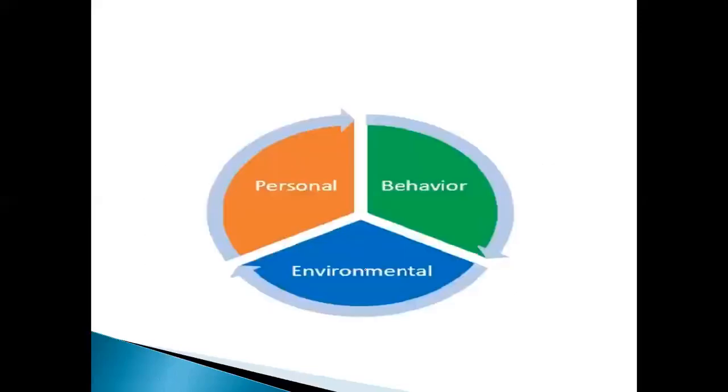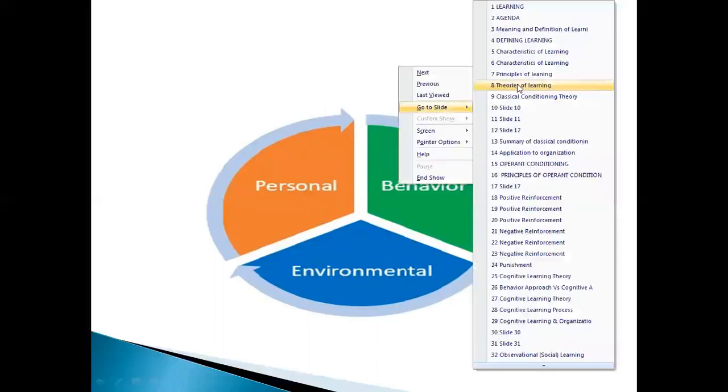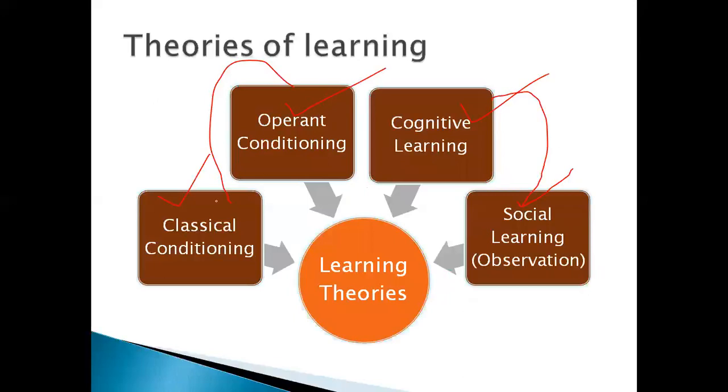So students, today we have finished all the theories in the learning chapter in your syllabus. We have finished classical conditioning, operant conditioning, cognitive learning theory, social learning theory or observational theory, and also social cognitive theory. I hope you have understood.